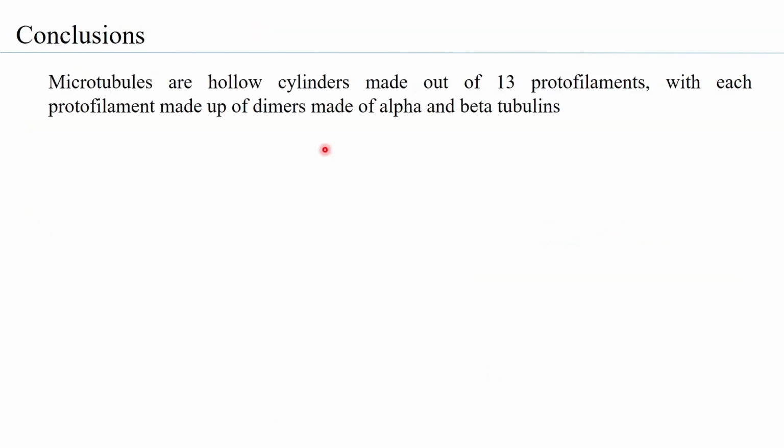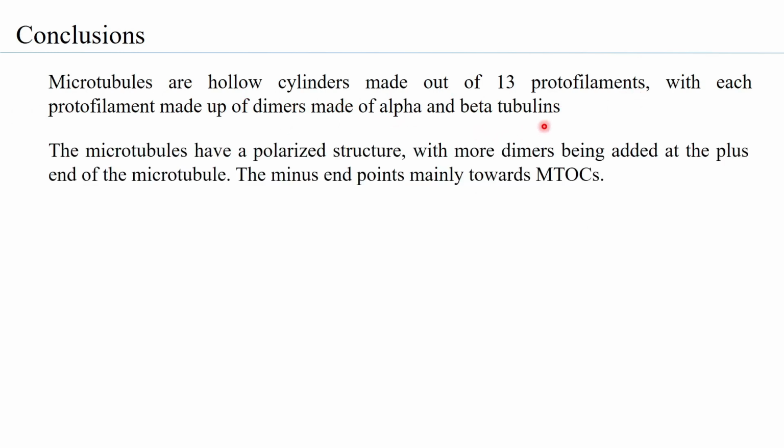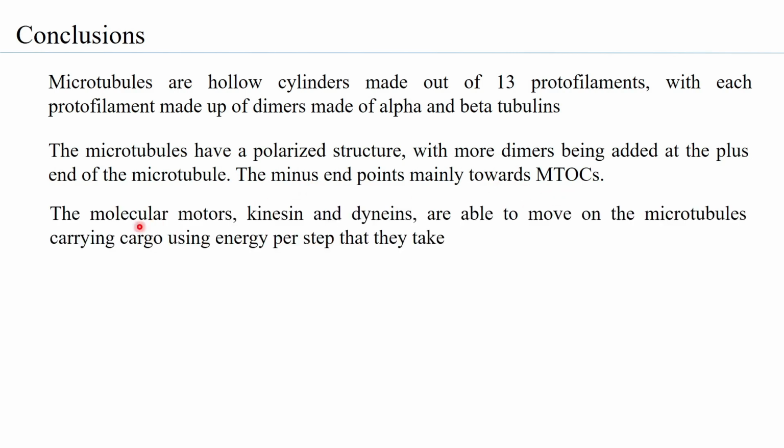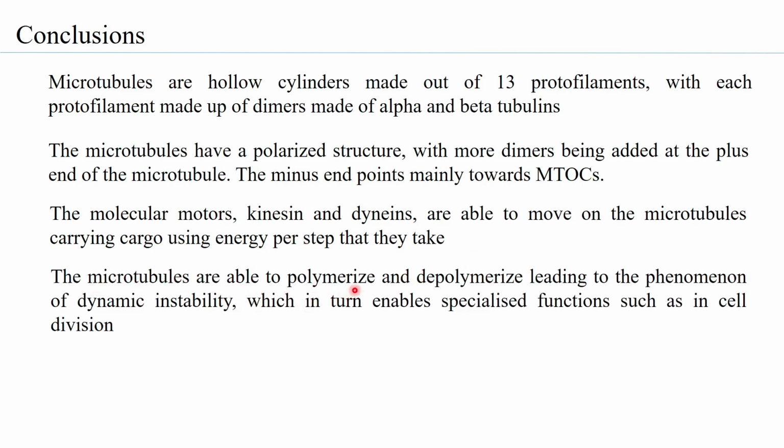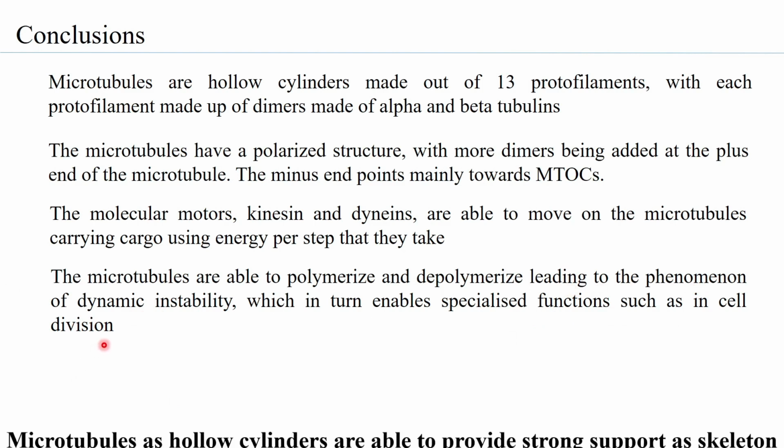So let us make the conclusions. Microtubules are hollow cylinders made out of 13 protofilaments, with each protofilament made up of dimers of alpha and beta tubulins. The microtubules have a polarized structure, with more dimers being added at the plus end of the microtubule and the minus end pointing mainly towards the MTOCs. The molecular motors, kinesin and dyneins, are able to move on the microtubules, carrying cargo using energy per step that they take. The microtubules are able to polymerize and depolymerize, leading to the phenomenon of dynamic instability, which in turn enables specialized functions such as in cell division.